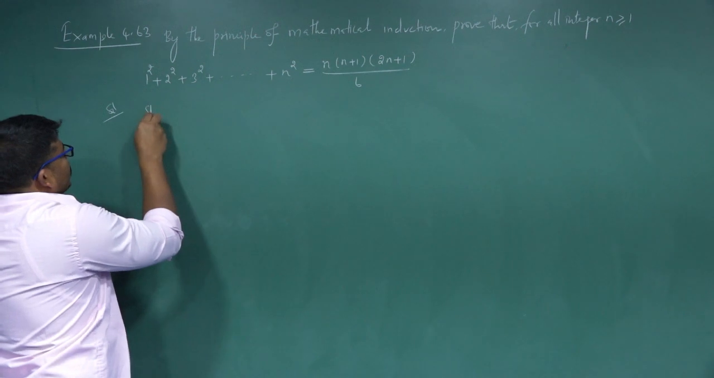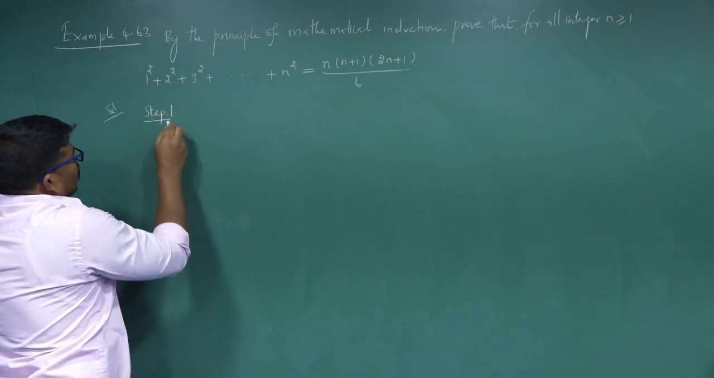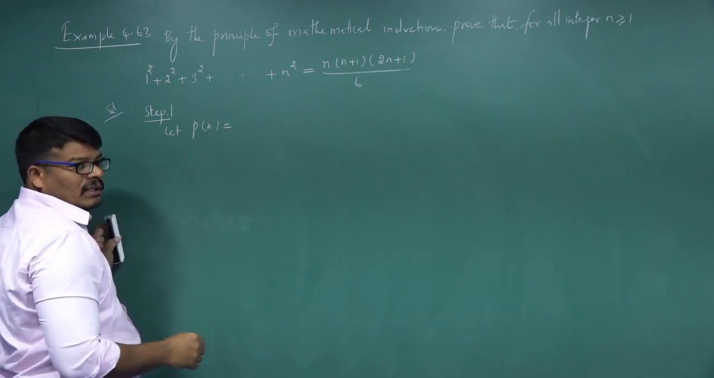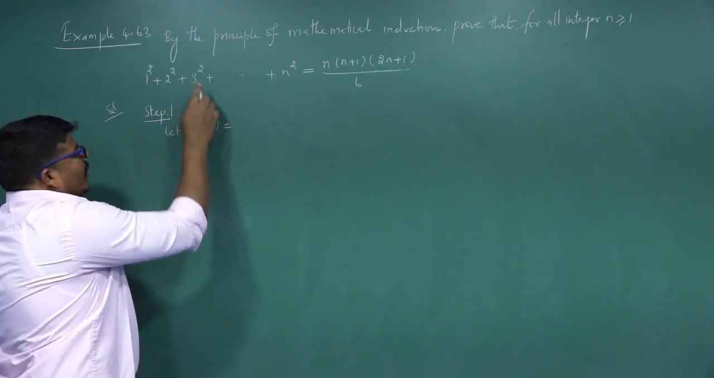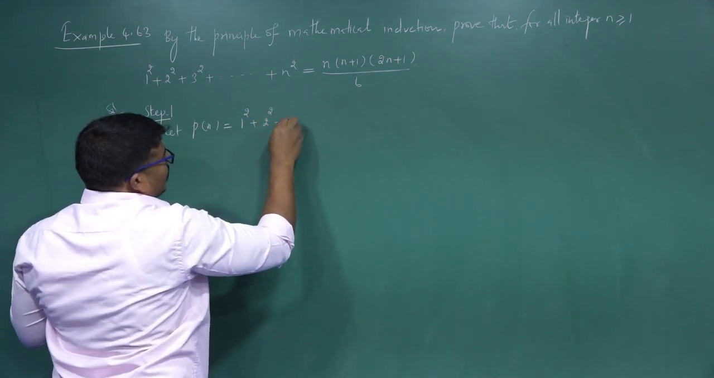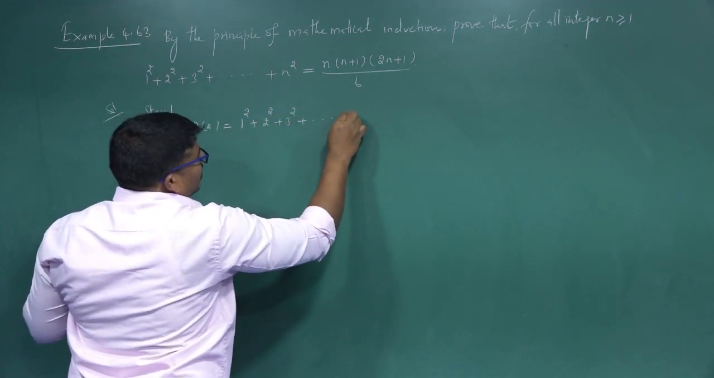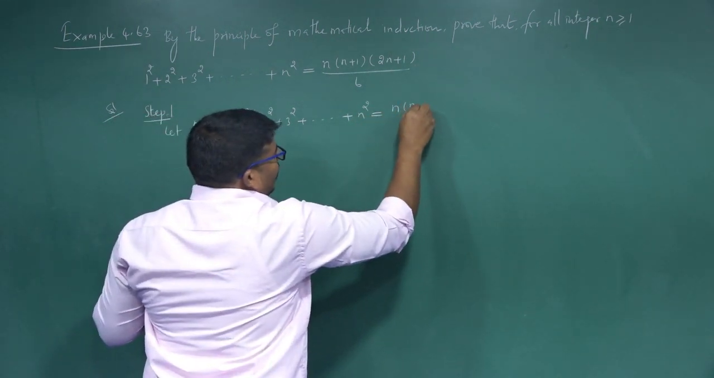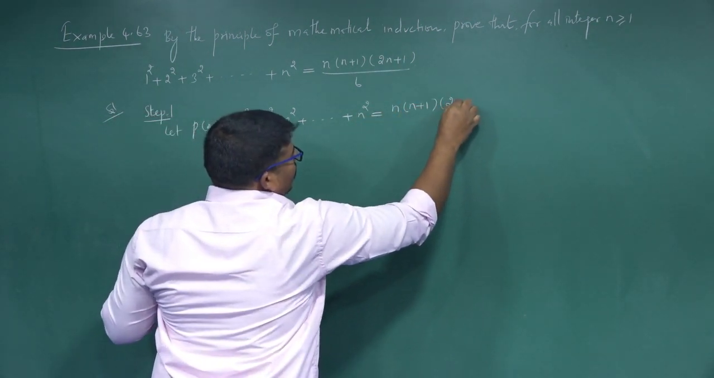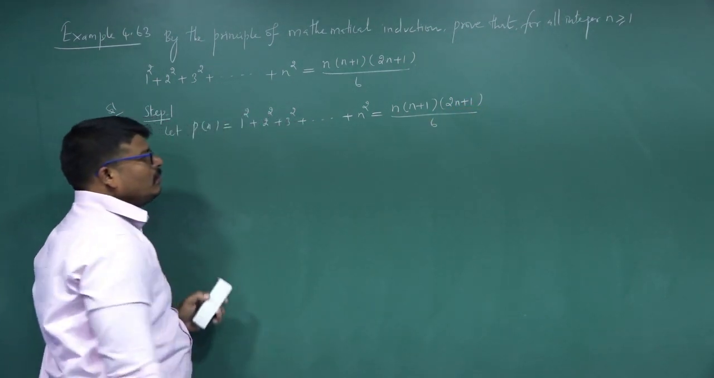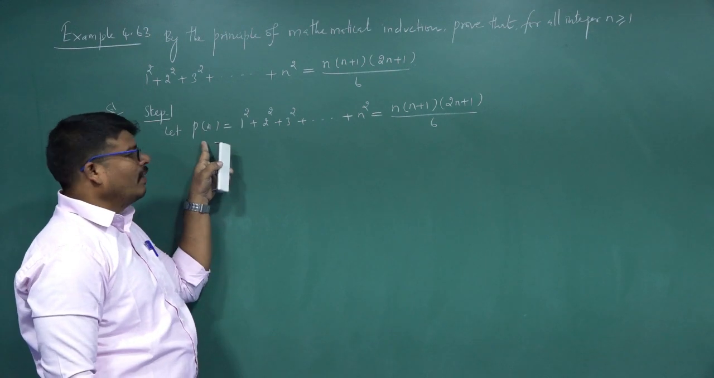Solution. Step 1: let the statement P of n be 1 square plus 2 square plus 3 square plus etc. plus n square equals n into n plus 1 into 2n plus 1 divided by 6.